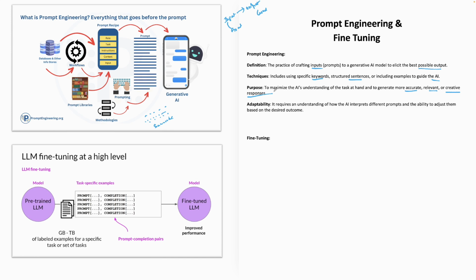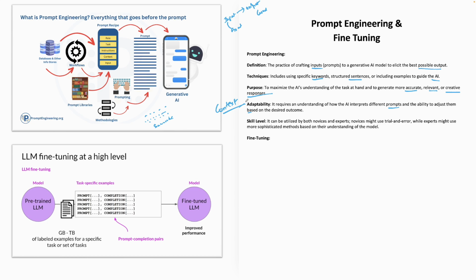So in terms of adaptability, it requires an understanding of how the AI interprets different prompts and the ability to adjust them based on the desired outcome. So here comes the concept of context, right? We talked about the bank of the river or the money in the bank, right? The word bank is the same, but it knows the context, right? So it needs to adapt based on the context of the requirement, right?